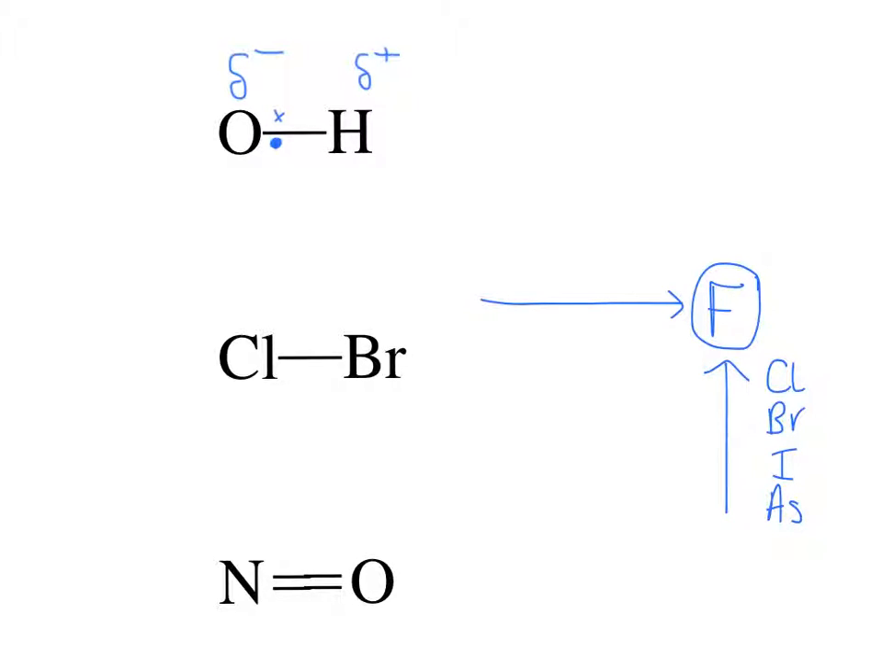And so that means that chlorine is going to have a higher electronegativity than bromine. And so our delta negative sits on our chlorine and our delta positive on our bromine.